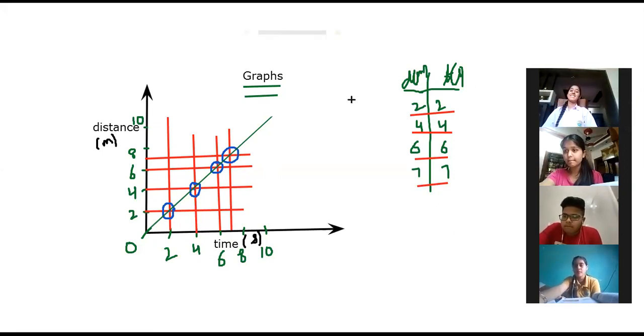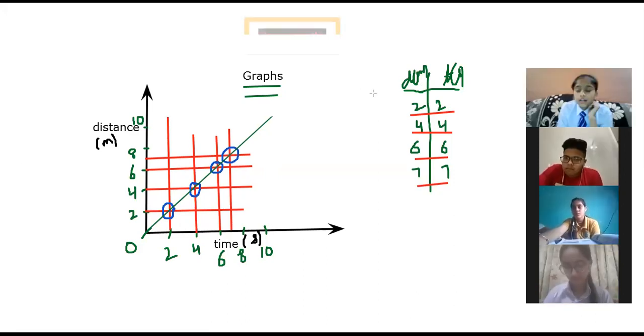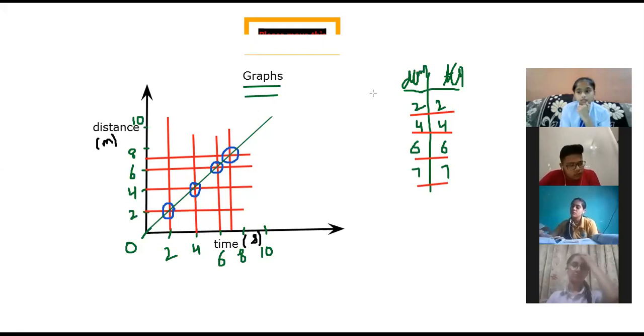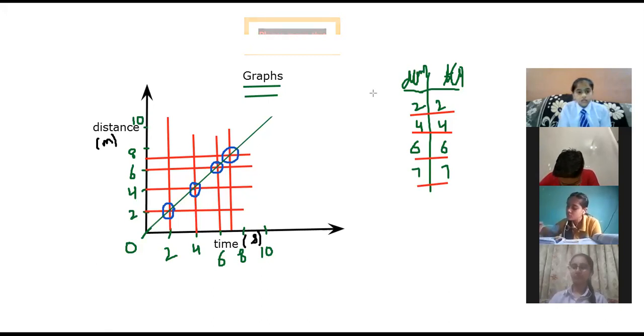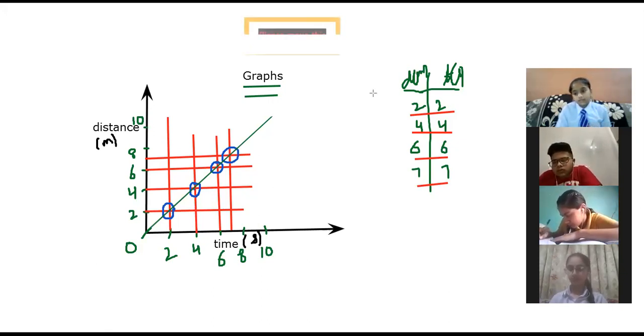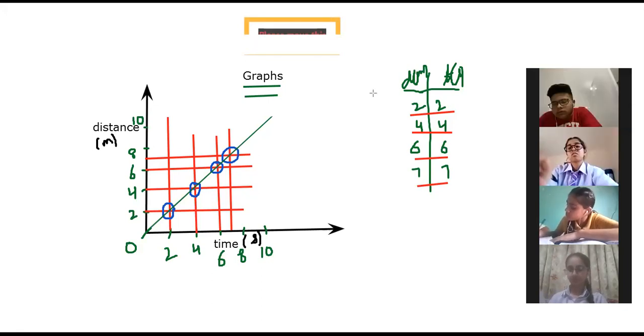Thank you. Okay. So after making all the points, you have to draw a straight line. You have to join all the points. And when you join all the points, you will see that this is a straight line. Yes. So from here, what we have concluded that in the distance time graph, if we have the uniform motion, we will always get a straight line. Yes or no? In the distance time graph, for the uniform motion, we always get a straight line.